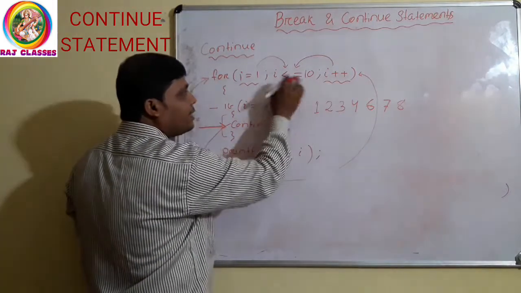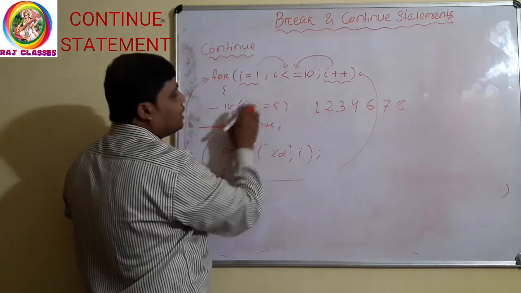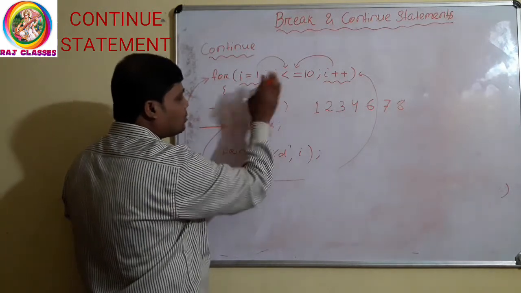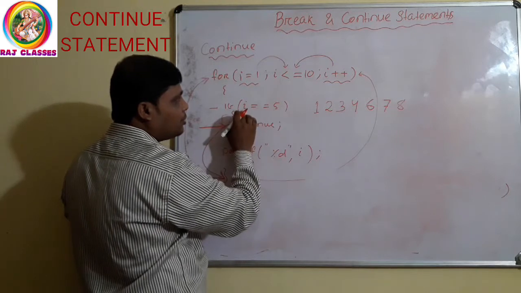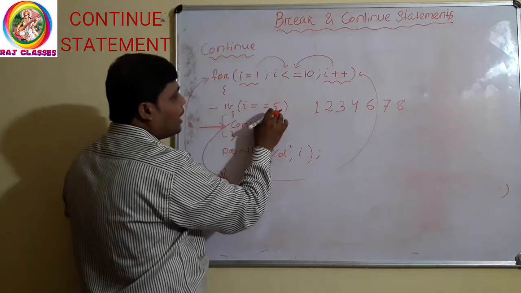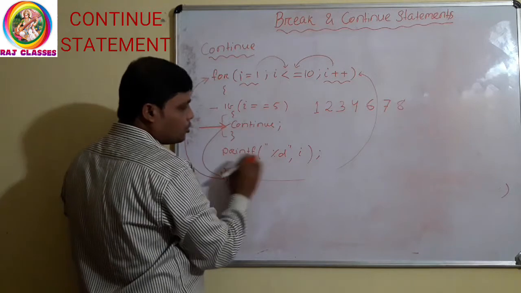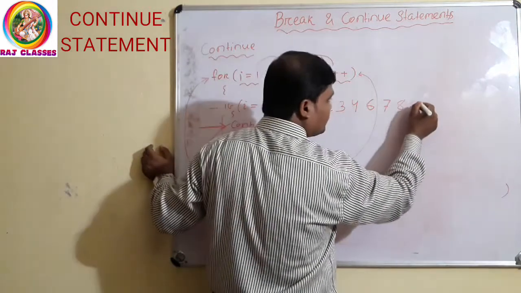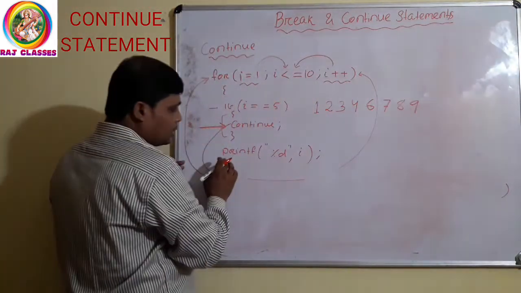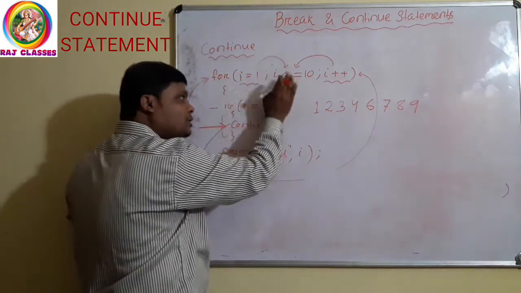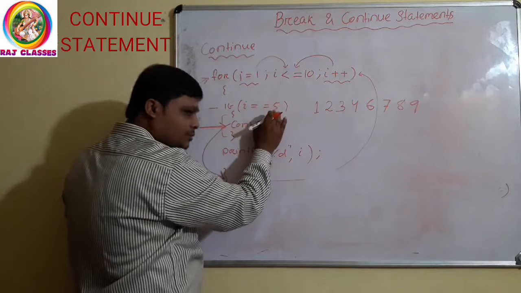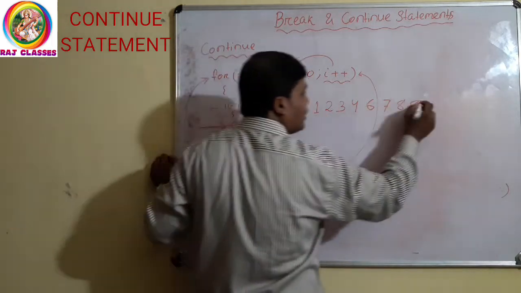Same way it will continue. I value will be 9. 9 less than or equal to 10. Then it will come inside the loop. This is true. Then this is false. I equal to 5, but I value is now 9. 9 equal to 5, condition false. So it will print the I value, that is 9. Now see, again it will continue. I value will be 10. 10 less than or equal to 10. The condition is true. Again this condition is false. Then it will print the I value, 10.